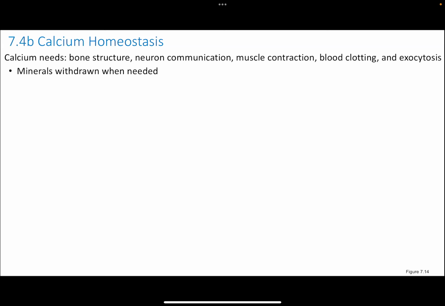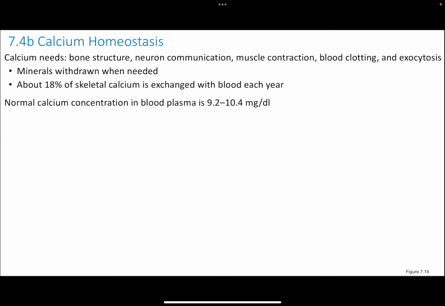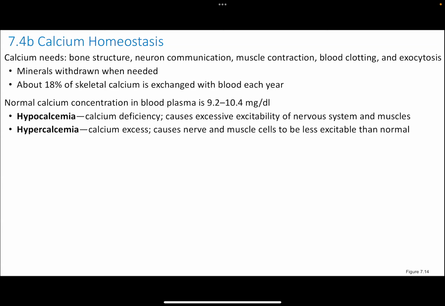How we can utilize the bones as a storage unit, or kind of like the bank analogy as well, we can withdraw minerals when we need them, and we can put some back. And so calcium is one of those. We can take calcium out of our bones when we need it. About 18% of our calcium from the skeleton is exchanged with blood every year. So it's quite a bit. Our normal calcium concentration in blood is 9.2 to 10.4 milligrams per deciliter.